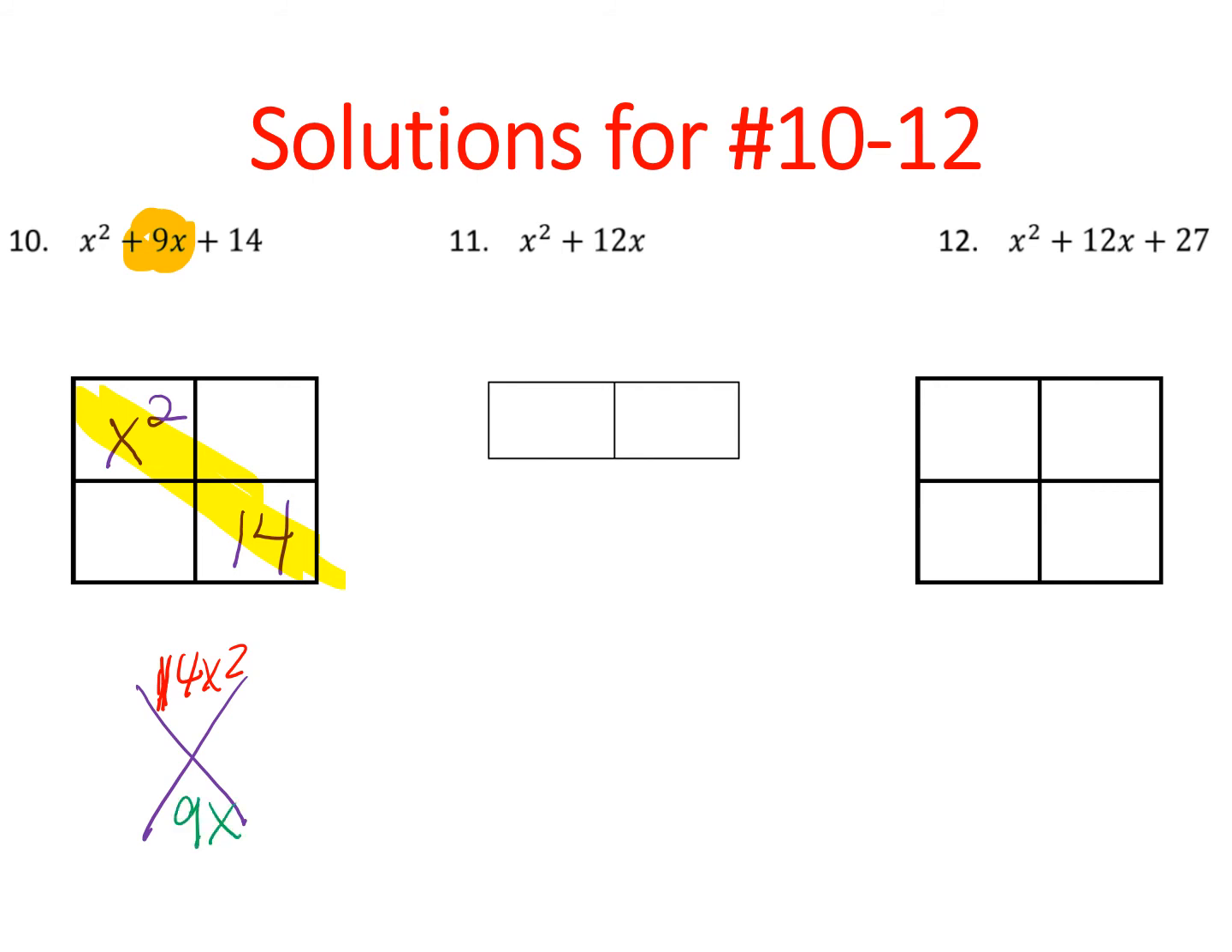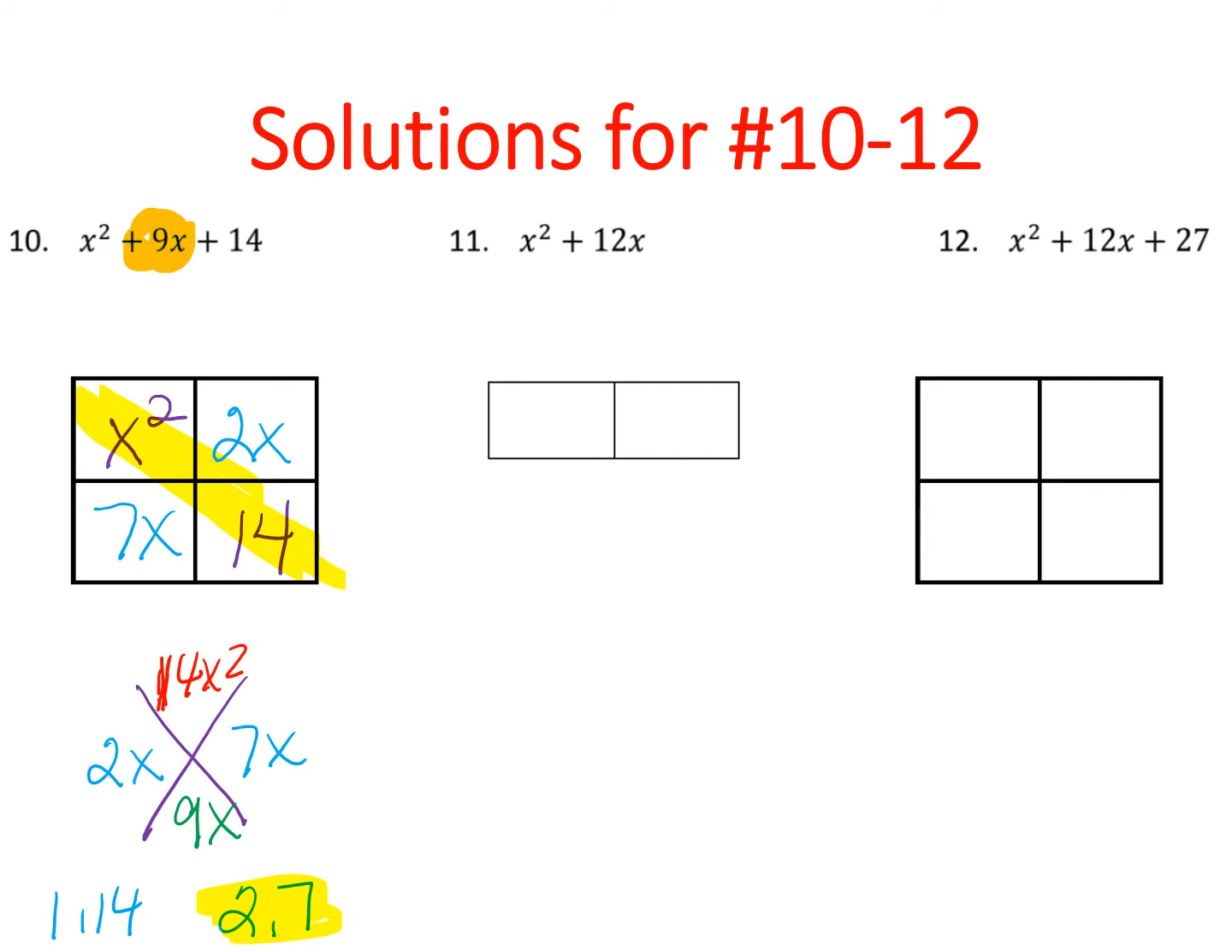So we're going to list our factors of 14, 1 and 14, and 2 and 7. So we don't have a whole lot of choices this time. And then we look and we say, well, which one of these two is going to add up to 9? And that would be the 2 and the 7. So we're going to fill in. It's going to be a 2x and a 7x. Again, it doesn't matter which one goes where.